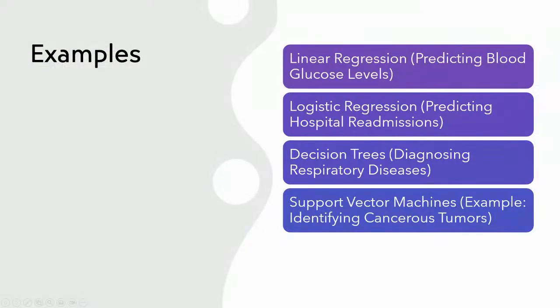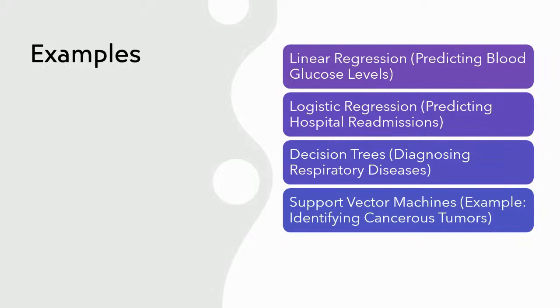There are several examples of the use of these algorithms. For example, predicting blood glucose levels. Linear regression can be used to predict blood glucose levels in diabetic patients based on factors such as age, weight, and insulin dosage. This can help healthcare providers optimize treatment plans for diabetic patients and reduce the risk of complications.